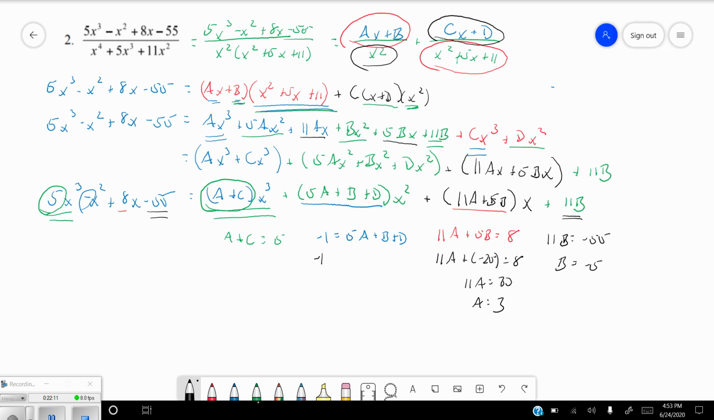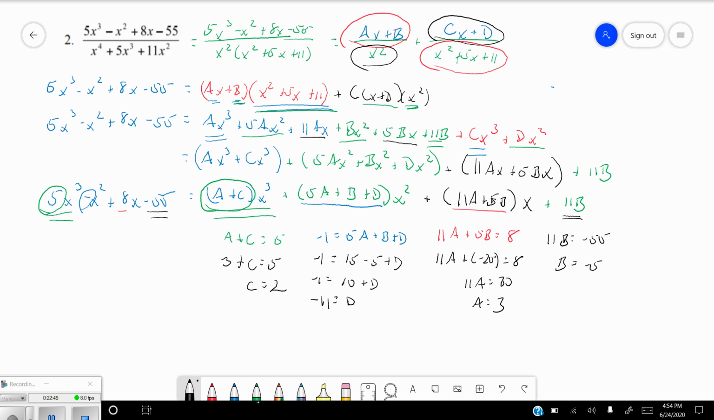Now that I know a and b, I can solve the previous one for d. So I've got -1 equals 5 times a is 3, so that's going to be 15, plus my b, which is -5, plus d. So let's see, that's going to be -1 equals 10 plus d, subtracting 10 on both sides. D is going to equal -11. One more step to go. So we need to find c, but I already have a. So I know that a is 3 plus c equals 5. So c, subtracting 3 on both sides, equals 2. That's what I needed to split this thing up.